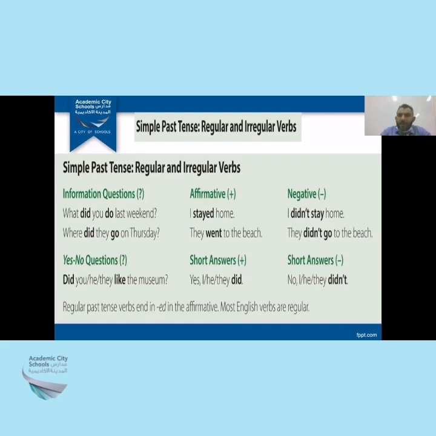Here we have a negative form of the simple past tense by adding didn't. I didn't stay home.